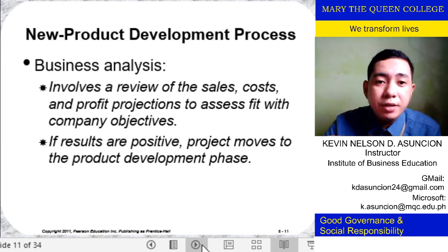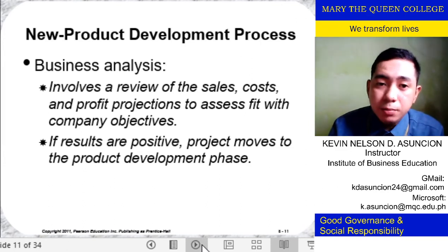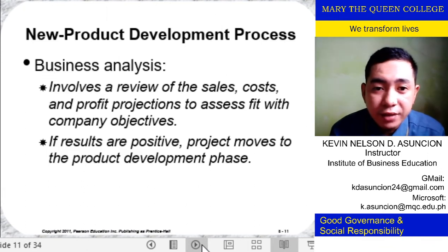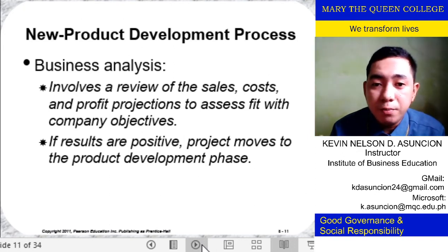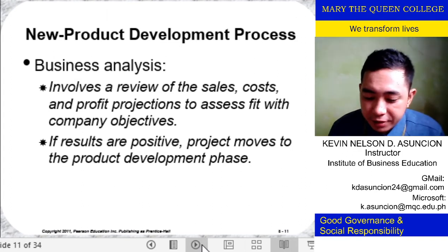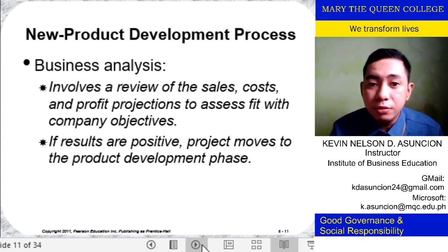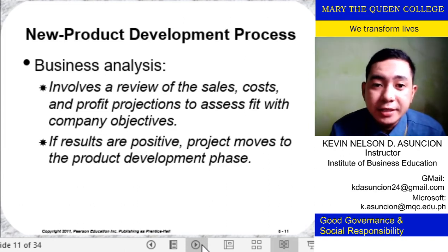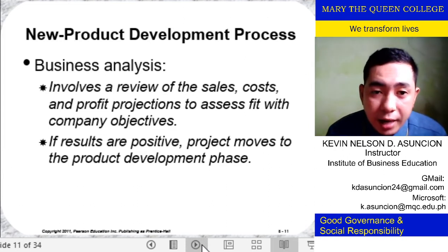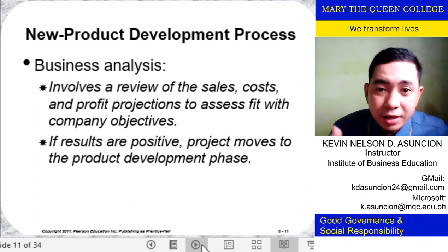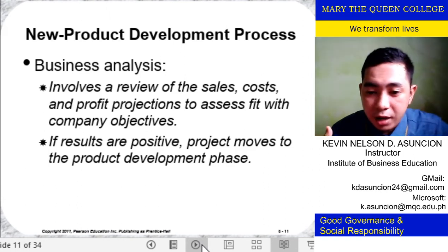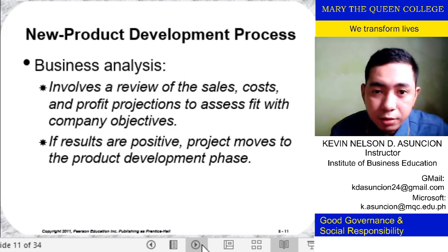Then we have what we call the business analysis. No? What is business analysis? It involves a review of sales, costs, and profit projections to assess fit with the company objectives. And if the result is positive, the project moves to the product development phase. No? So if there's a good response from the market, it's good to push, no, to a product development phase. So, can you reach the projections? Is the market reacting well, no? And di ba masyadong malulugi yung company if you'll be doing this and the likes.